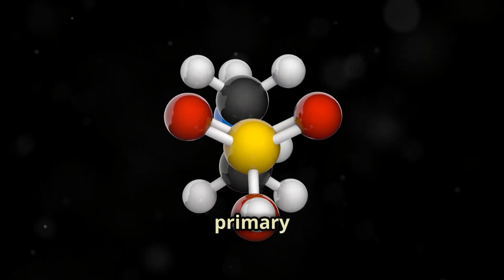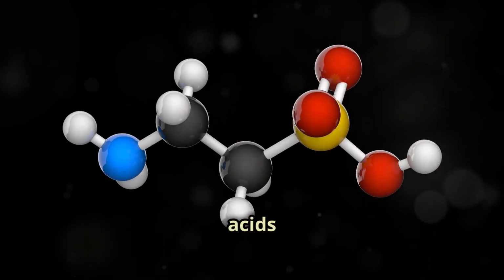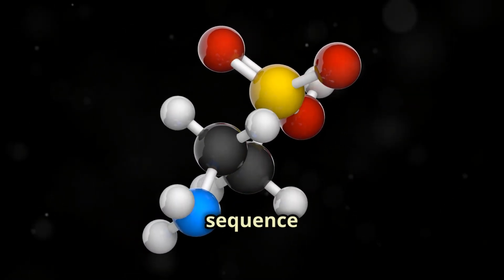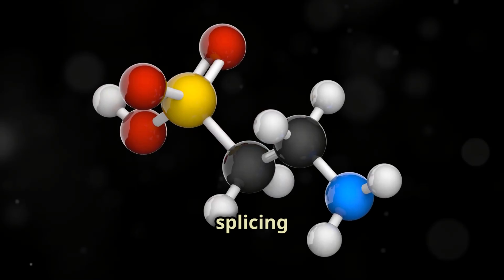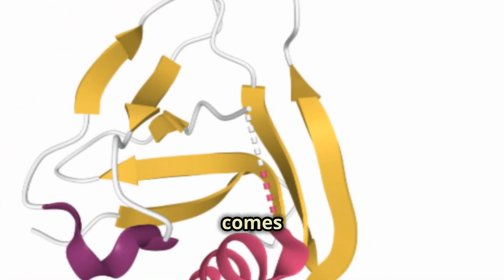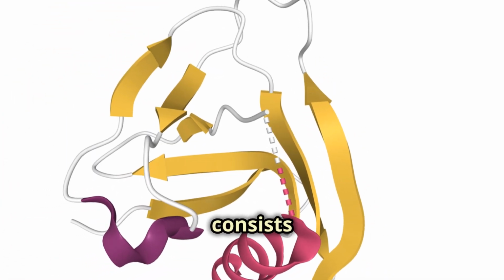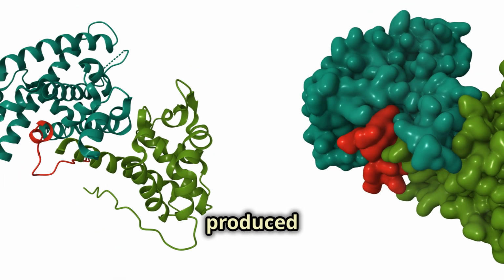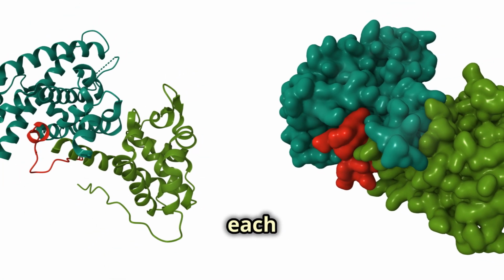First is the primary structure, which is the sequence of amino acids coded for by the codon sequence determined by the alternative splicing mechanism. Next comes the secondary structure, which consists of coils of alpha helices and beta-pleated sheets that are produced when beta strands are folded next to each other.